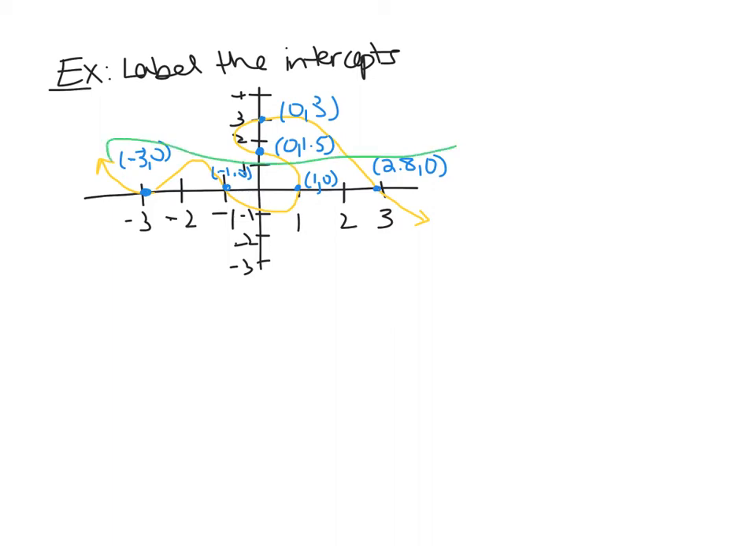So all of these ones I'm going to circle in green are my x-intercepts. However you label them, by the way, is fine. If you just did it on the side, that's okay. And these two, 0, 3, and about 0, 1.5, these are my y-intercepts.